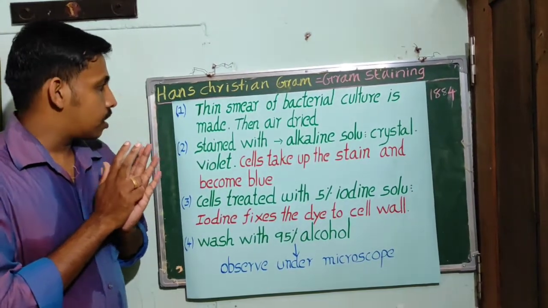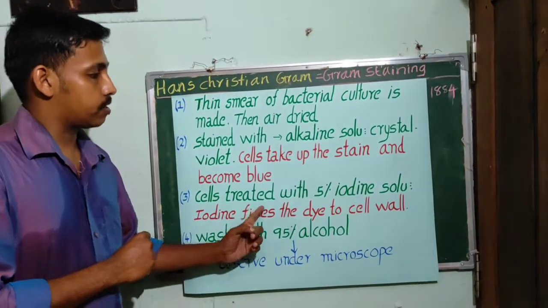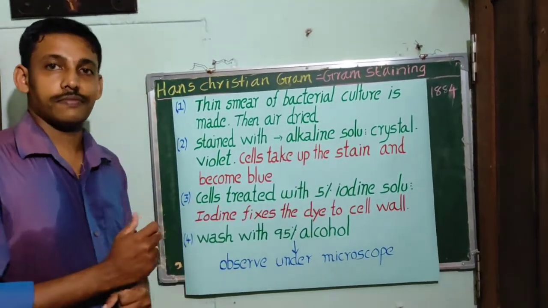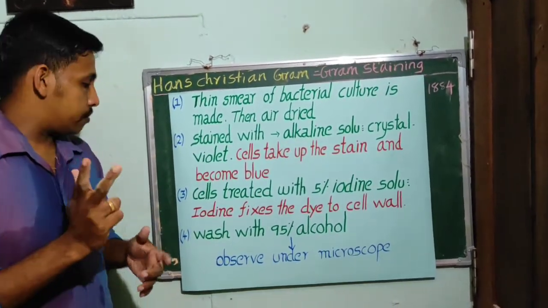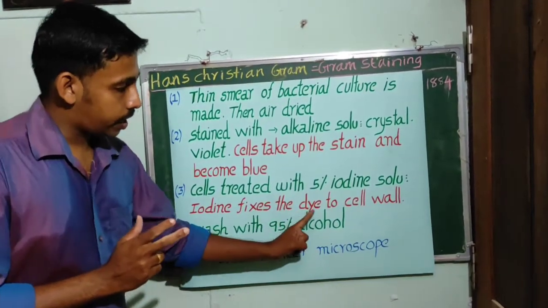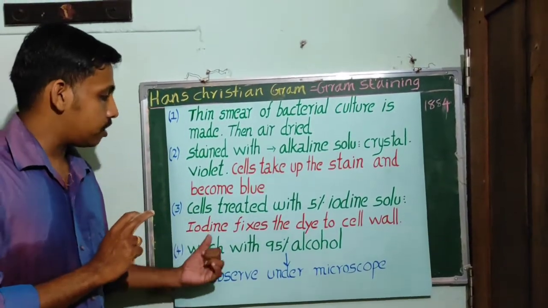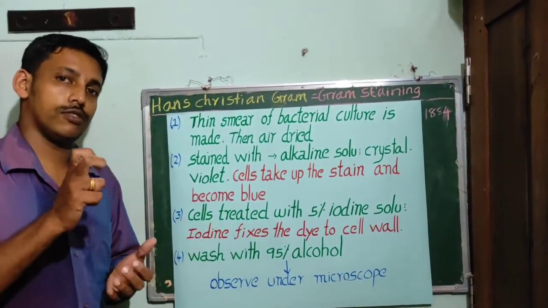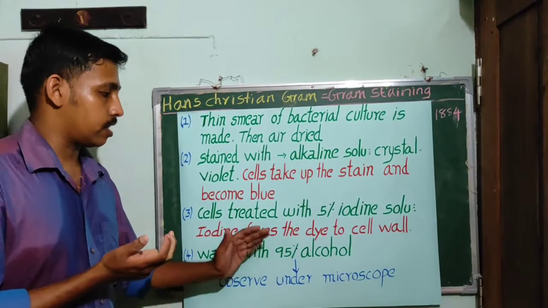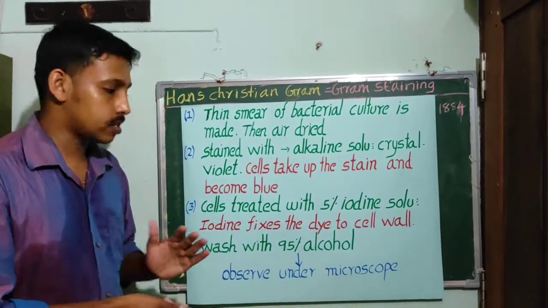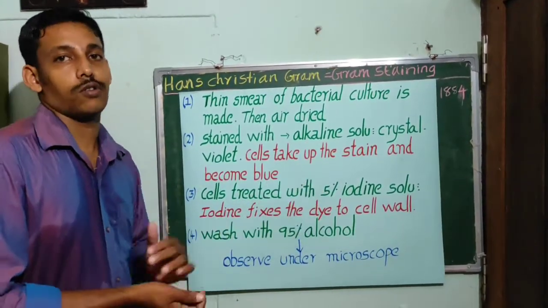Then in the third step, these cells are treated with 5% iodine solution. At that time, the iodine fixes the dye firmly to the cell wall. Then it has to be washed with 95% alcohol. So this is the last step.